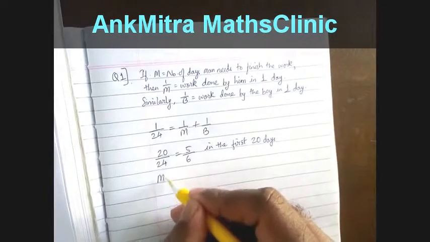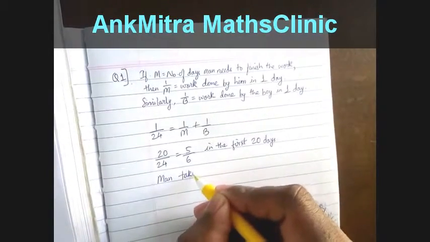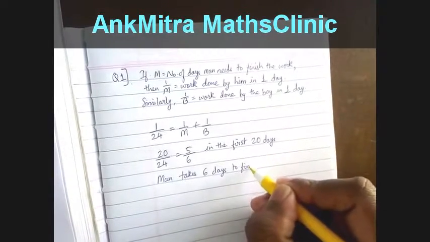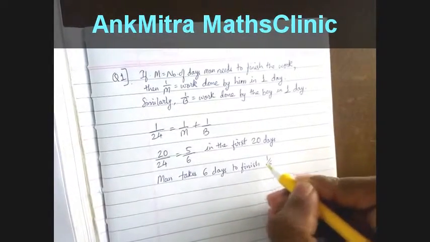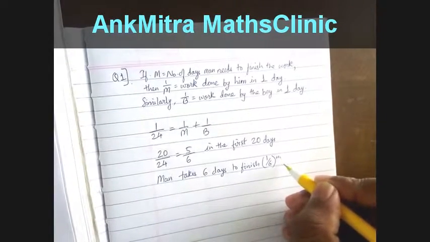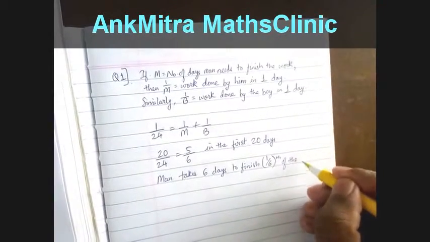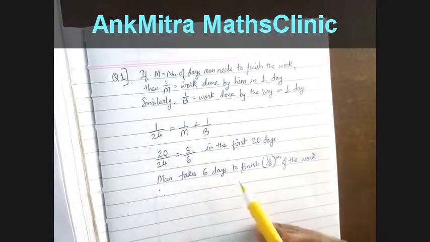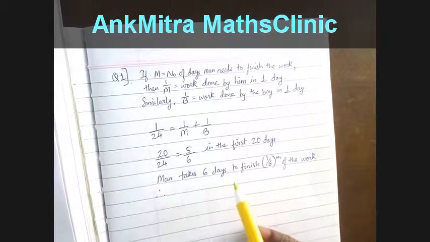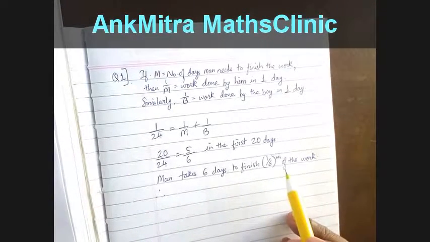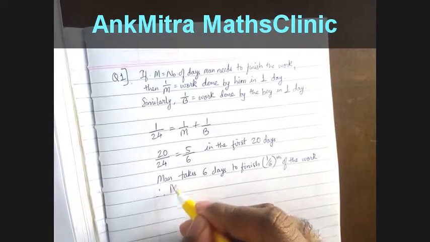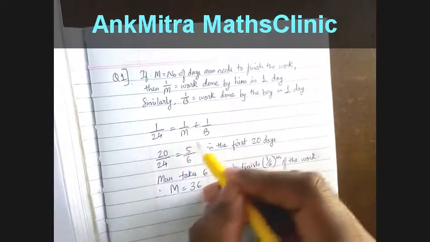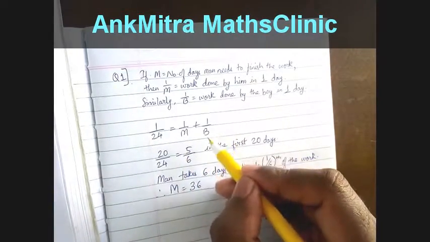So man takes 6 days to finish 1 by 6th of the work. Therefore, the man will need a total of 36 days to finish the work, right? So M is equal to 36. So we'll use this value of M in this equation to find the value of B.